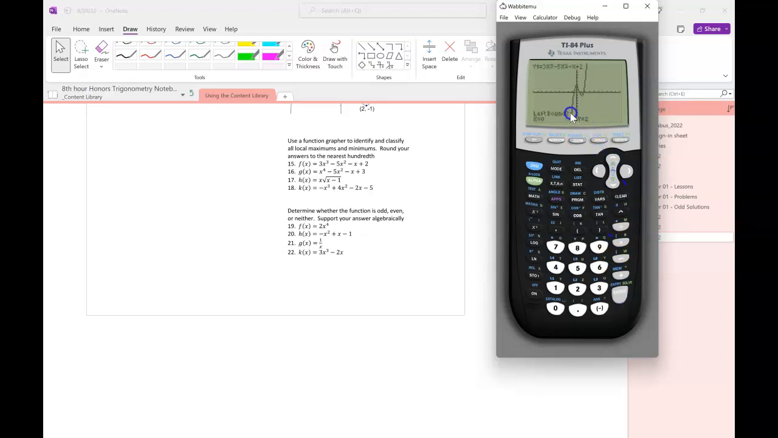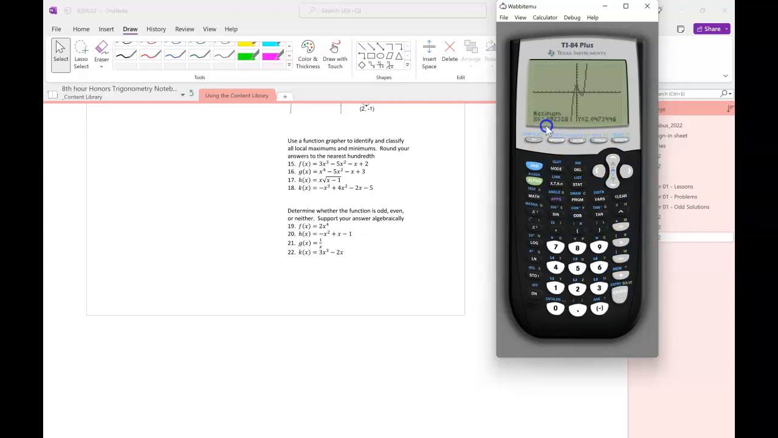Press enter. The calculator now is going to ask me a series of questions. So the left bound, the calculator is asking me to move my cursor so that it's on the left side of that maximum. So that's fine. Anywhere to the left of it is okay. And then press enter. Now I need a right bound. So I'm going to move that cursor somewhere to the right of it. That looks good there. I'll press enter. Then it asks for a guess. As long as there's only one maximum in between the left bound and right bound I gave, the guess doesn't matter. So I'm just going to press enter here.